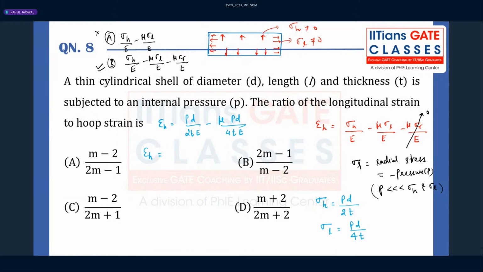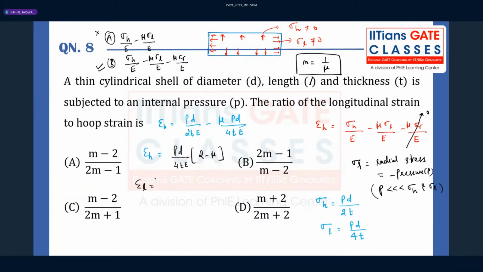Here they have taken some value of M. In this question, M they have given as 1 upon mu, right? M is given as 1 upon mu in this particular formula. Whatever the option they have framed, they have taken M as equal to 1 upon mu. So further, if you want to write, you can write here PD divided by 4TE times 2 minus mu.